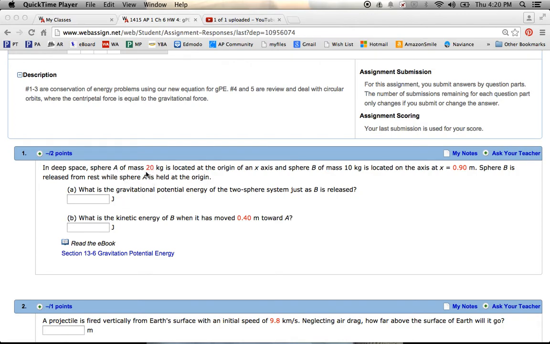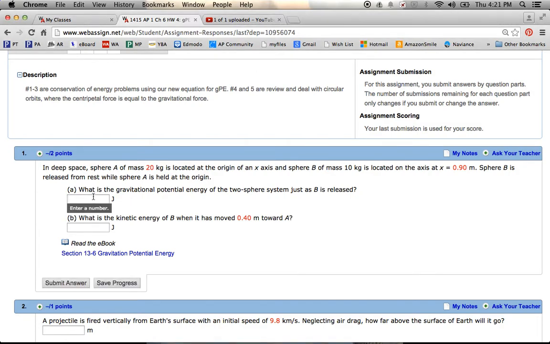In deep space, we have two masses. We know what they are. We know how far apart they are. And the goal is just to calculate the gravitational potential energy of the two-sphere system using the new equation, negative G big M times little m over r, where r is the distance between them. And that's all there is to part A.